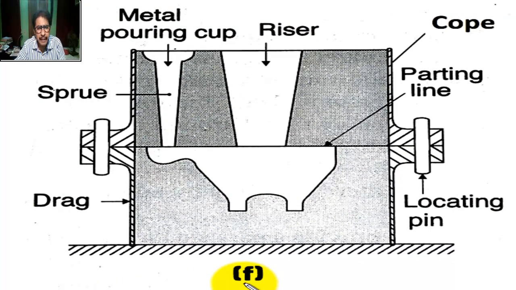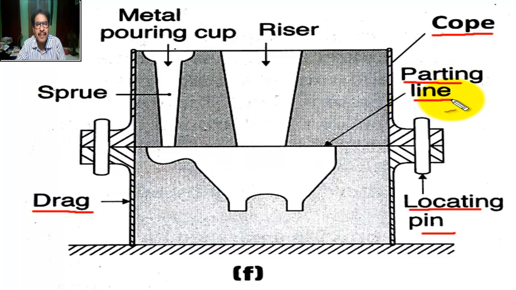This is the figure F. This is the lower box. This is called drag. This is the upper box. This is called cope. This is the mold cavity. Two box locating pin. This is the parting line. This is riser. This is the sprue.